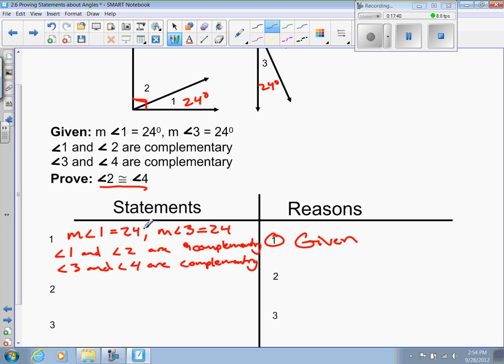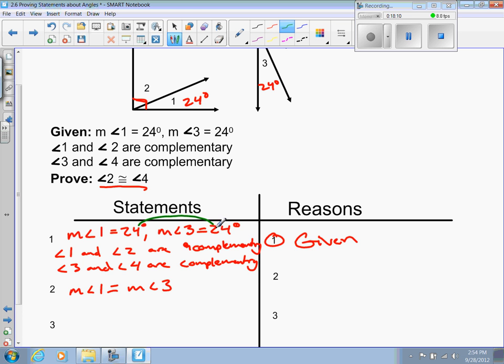And from here, so angle 1 equals 24 degrees. Angle 3 equals 24 degrees. Would it be fair to say that the measure of angle 1 equals the measure of angle 3? Would those measures be the same if they're both 24 degrees? But why is it? What property is that? I'll pull out another color here.